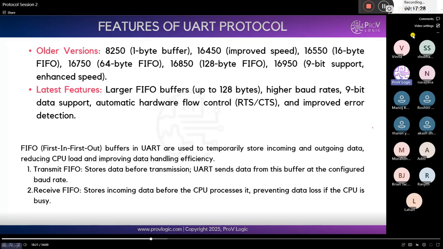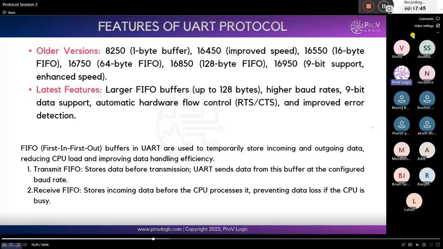And there is no built-in flow control, so it requires additional hardware or software, like RTS and CTS signals are required. So that is one of the limitations.